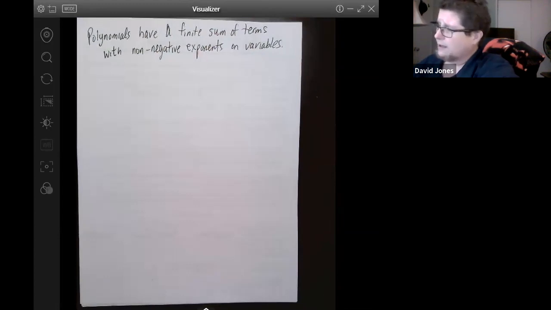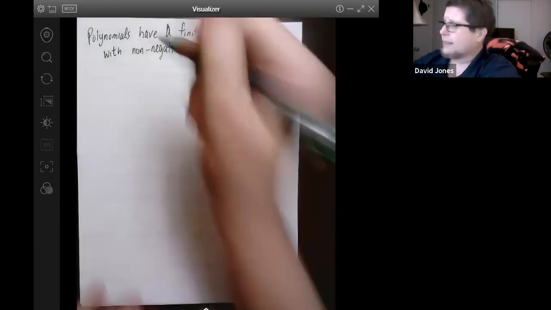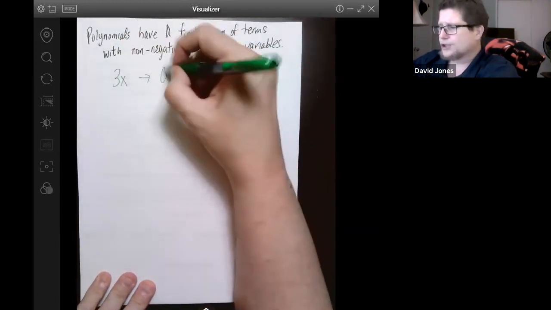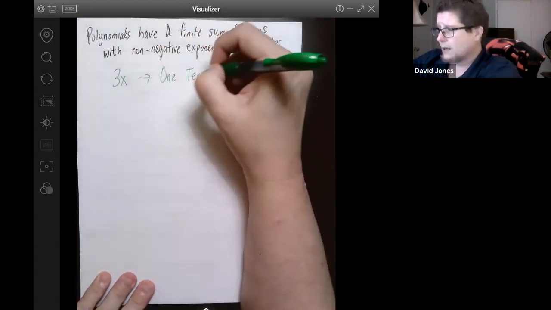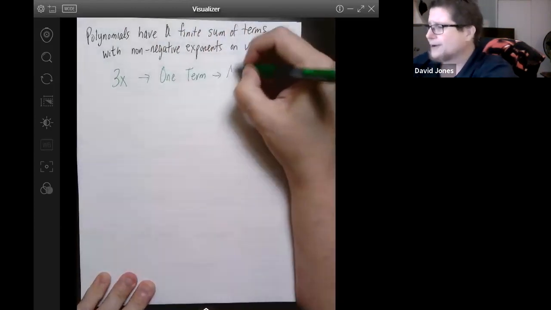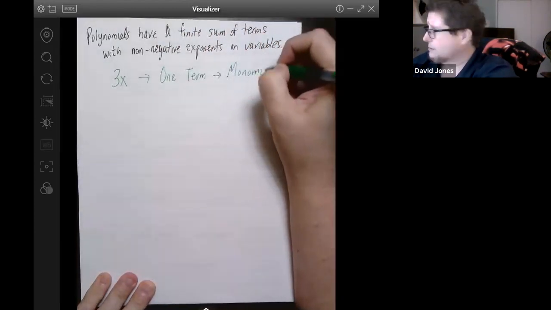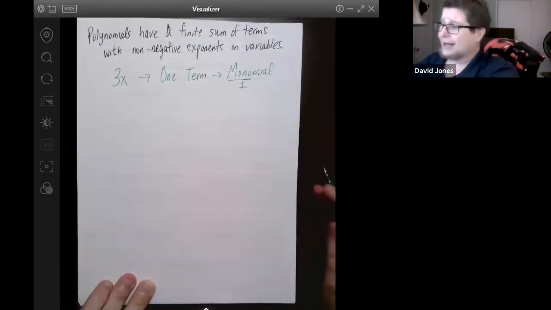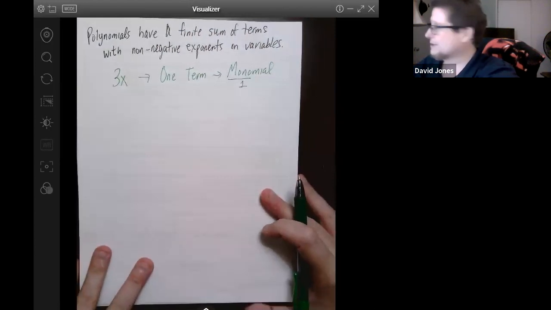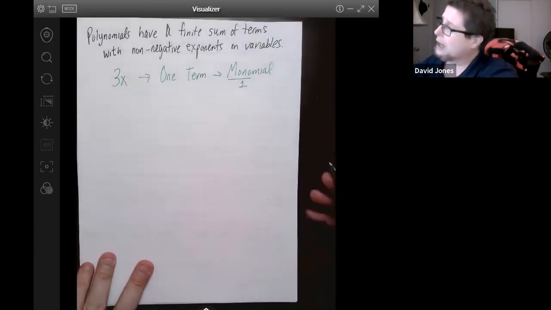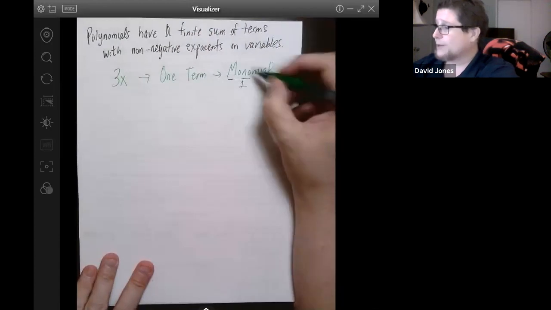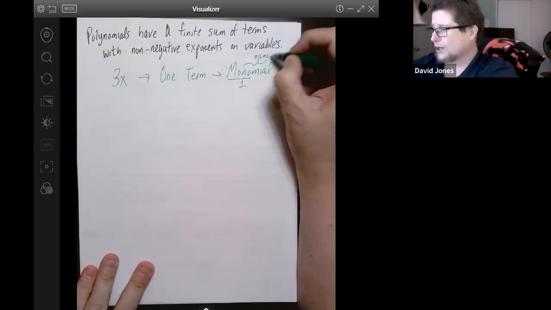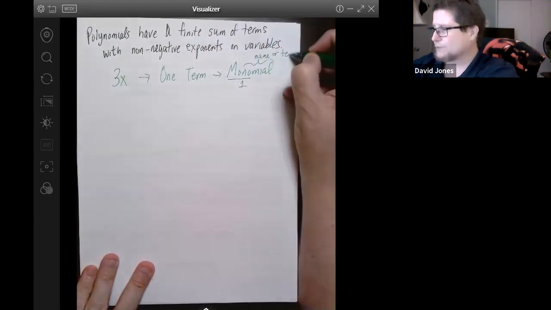First one we'll take a look at, 3x. When there's only one term, this is called a monomial. Mono means one. Nomial is like one name or one term. I don't know. I don't speak Latin. I'm sure that's where it comes from.